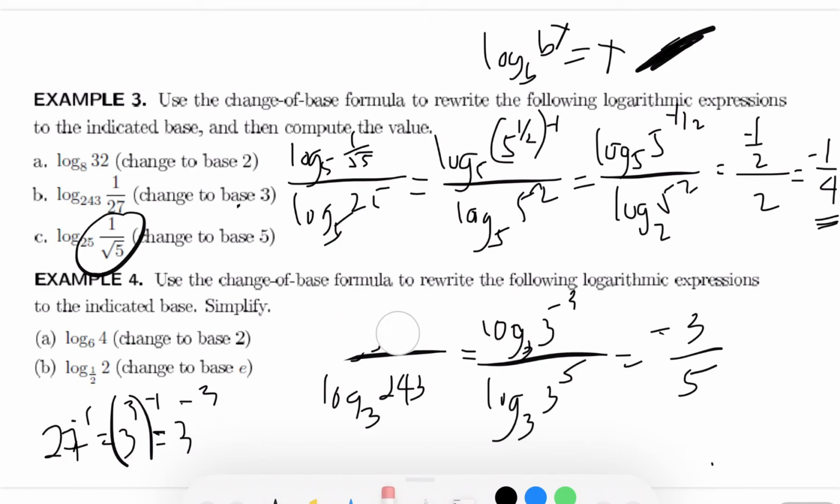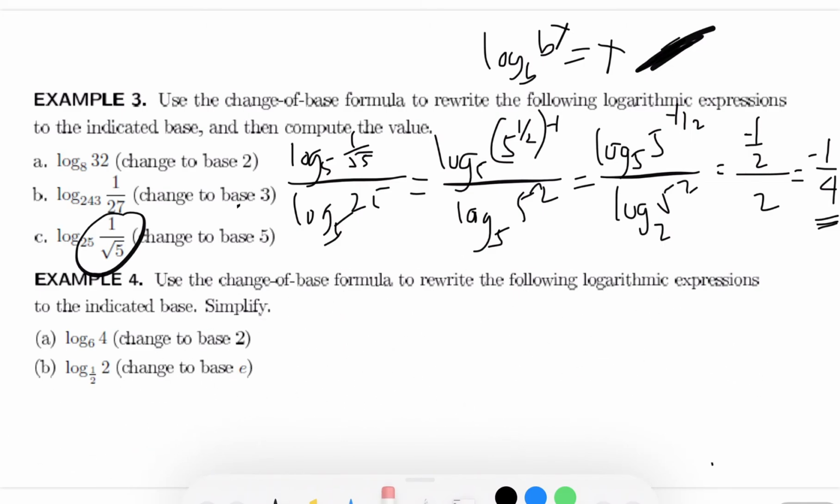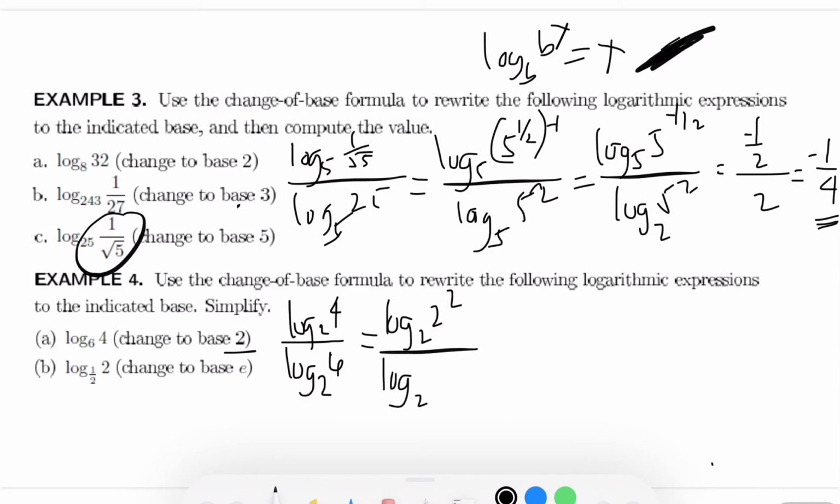Okay, next, example 4, the same thing. Log of 4 base 2 divided by log of 6 base 2. So we can rewrite this one as log of 2 squared base 2. Take note, we cannot rewrite 6 as 2 raised to something. So it stays as is. So this is now equal to 2 by this property again over log of 6 base 2.